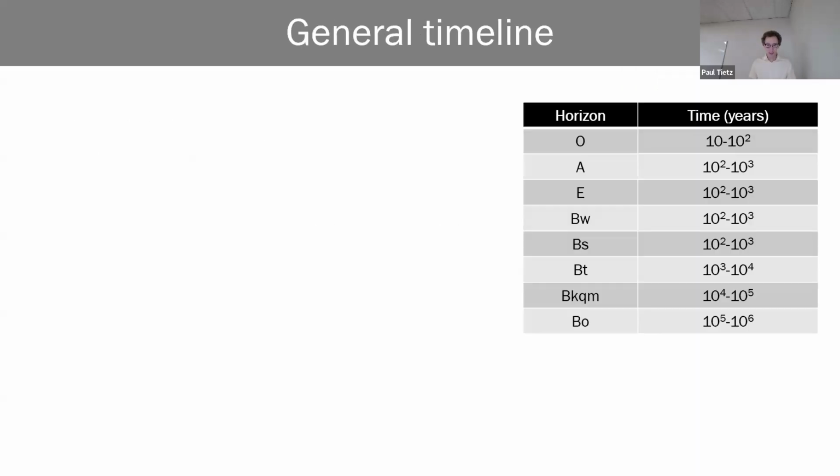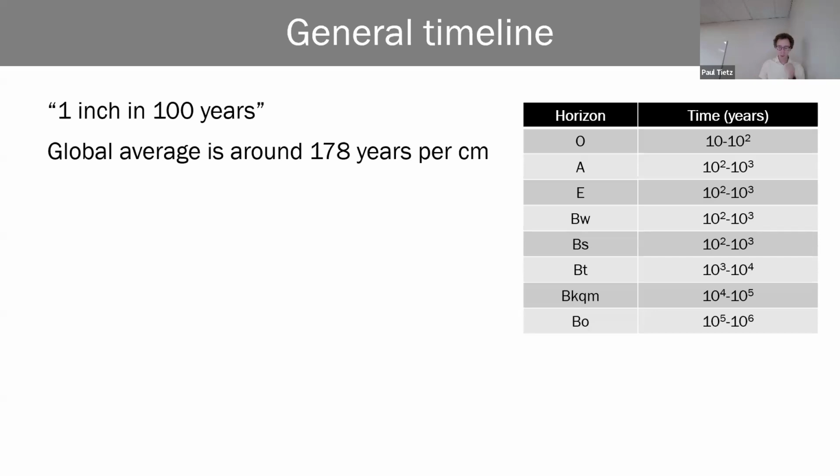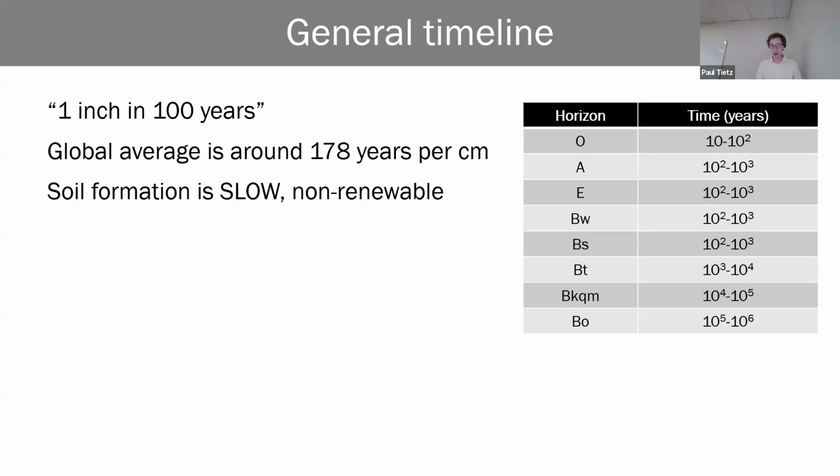And then lastly, the parting thoughts here are a general timeline of soil development of each of these formations. The saying that people like to throw around is 1 inch in 100 years to develop new soil. I think the more accurate or more closely predicted global average is around 178 years for 1 centimeter of soil. Different areas are going to form faster than others, but the main takeaway is that soil formation happens really slowly.